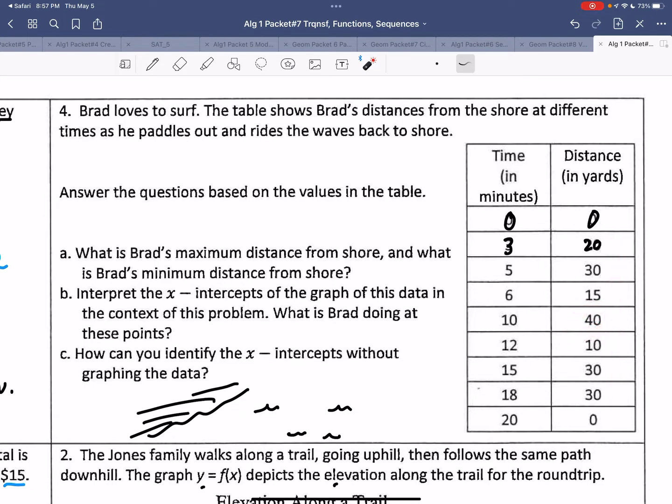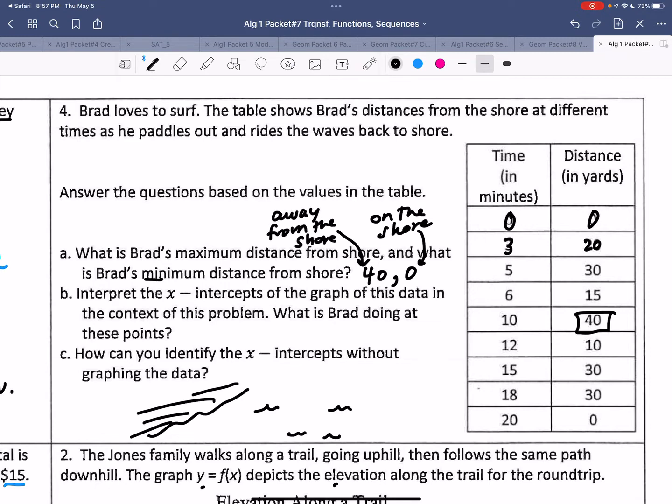It says, what is Brad's maximum distance from the shore? Okay, so it looks like that number is 40. What is his minimum distance from the shore? That would be 0, where he's on the shore. This is 40 away from the shore. So what would B be?